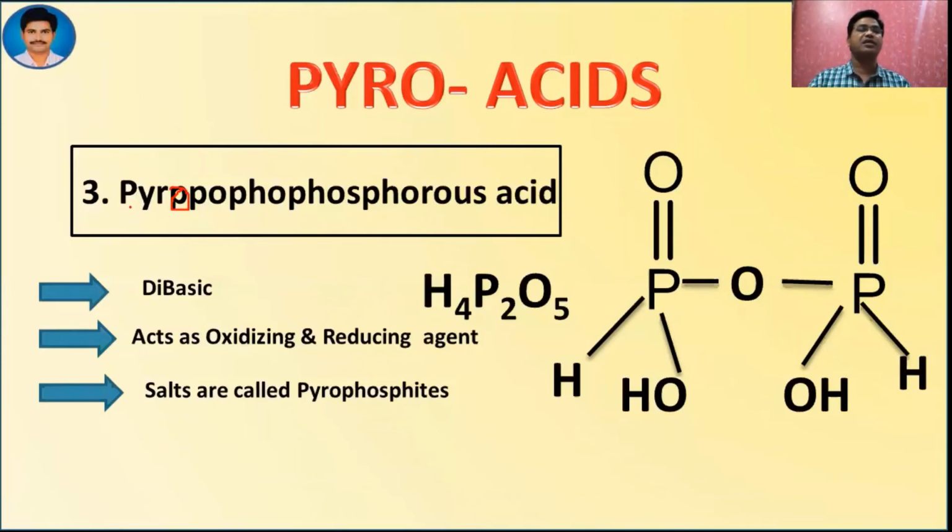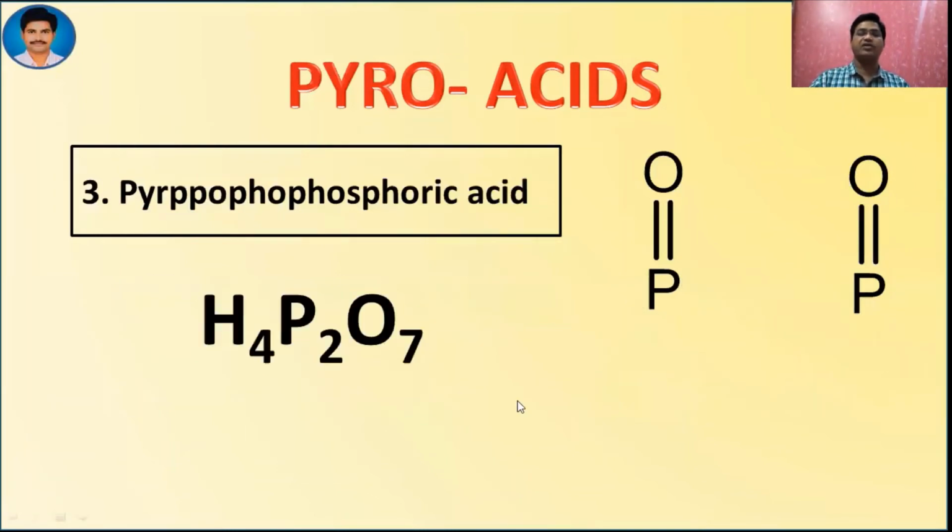Pyrophosphorous acid, the prefix is continued in the name of the salt also. I told you, when the name of the acid ends with -ous, here the name of the salt ends with -ite. Now, see another one, pyrophosphoric acid.